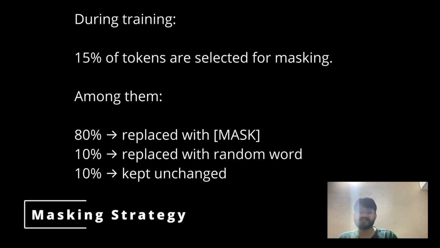In the masking strategy, during training, 15% of the tokens are selected for masking. Among them, 80% are replaced with mask, 10% are replaced with random words, and 10% are kept unchanged. This prevents the model from overfitting to the mask token.